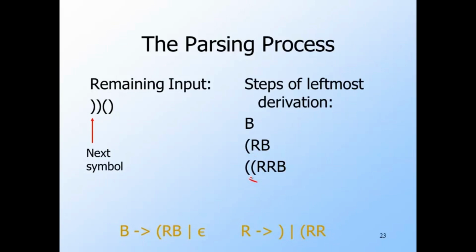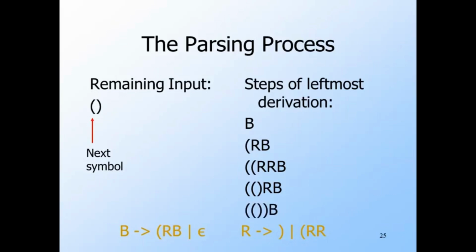Now the next input is a right paren, and we must expand the leftmost R. The only choice is the first production, that will enable us to match. Now the third input has been matched. We have R to expand, and the right paren as the next input. So we again use R goes to the right paren. That is, we expand that R, replacing it by a right paren. That's what's going to happen on the next slide.